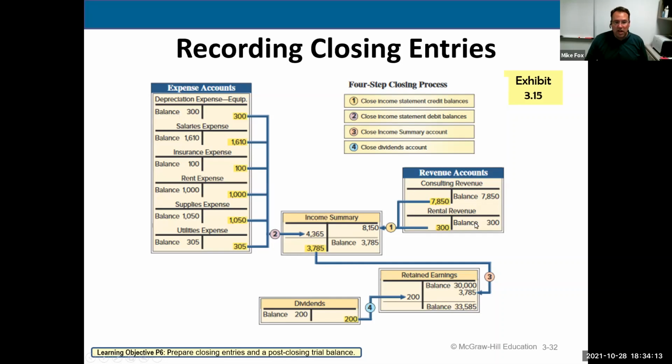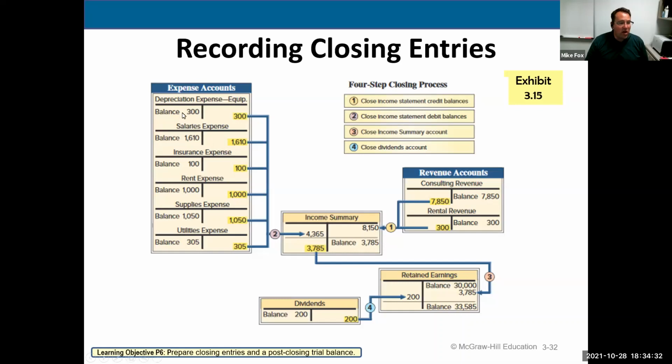Likewise, rental revenue, which had a credit balance of $300, I will debit $300, and I'll credit income summary. So now I've credited income summary $8,150 and debited these revenue accounts so they have balances of 0. I've successfully closed them out. They're reset to 0, ready for a new month.